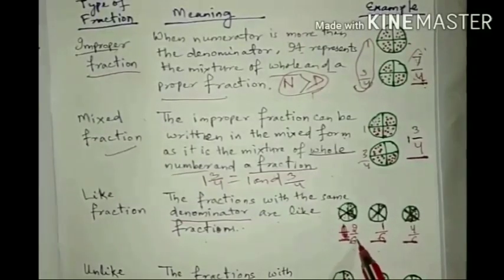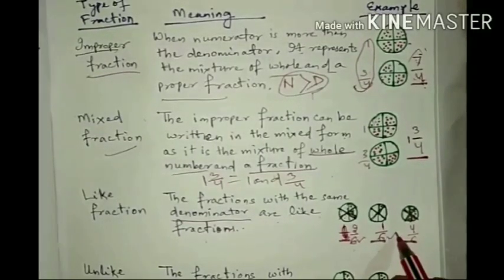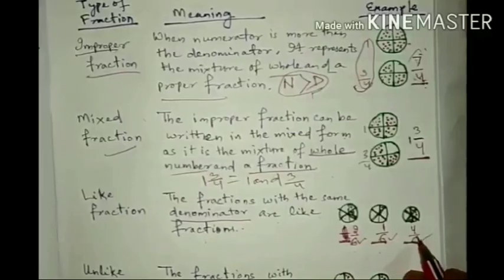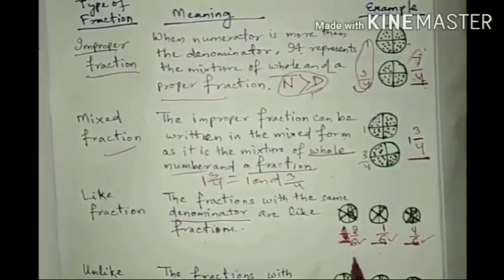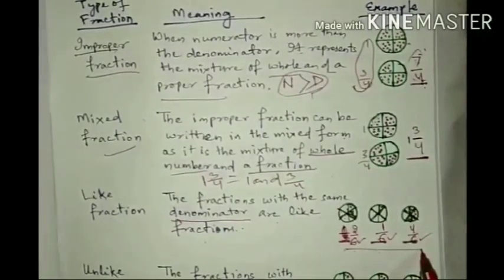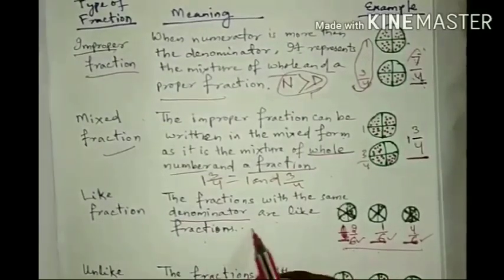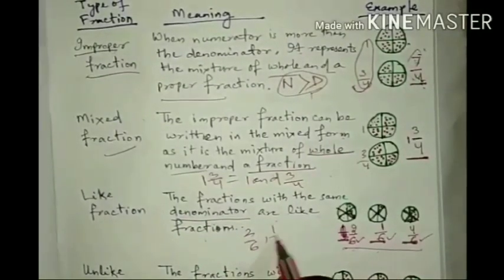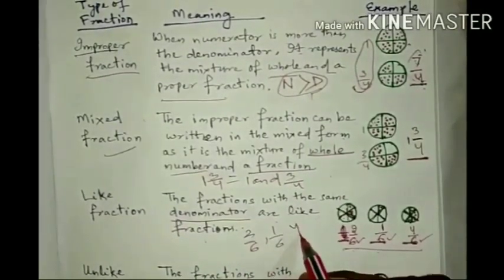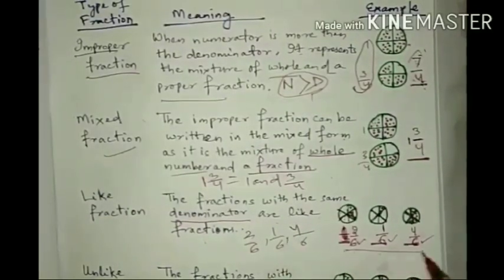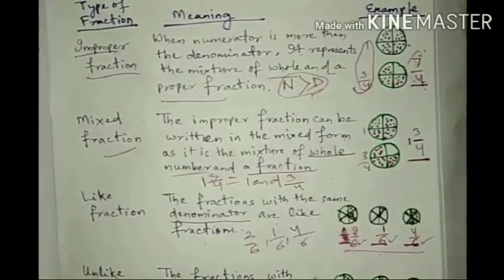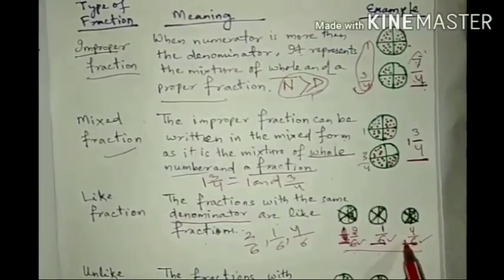So look here, denominator is 6. Here also denominator is 6. Here also denominator is 6. So the same denominators are there. That's why 2 by 6, 1 by 6 and 4 by 6, all are what? These are like fractions.